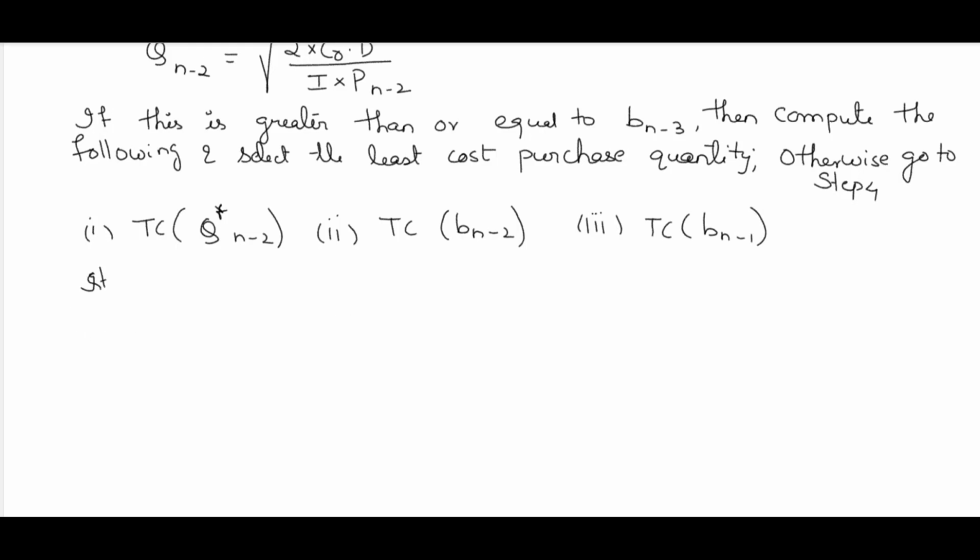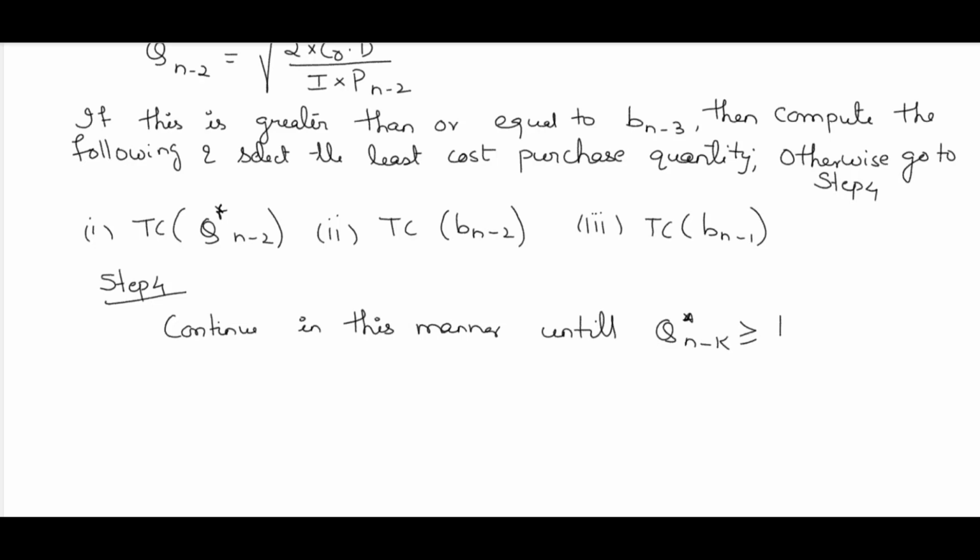Just I am writing down step 4. Step 4: continue in this manner until Q star n minus k is greater than or equal to B n minus k minus 1. Okay, so now I'll give you one problem and I'll work it out with you.